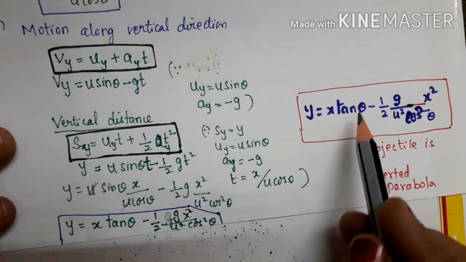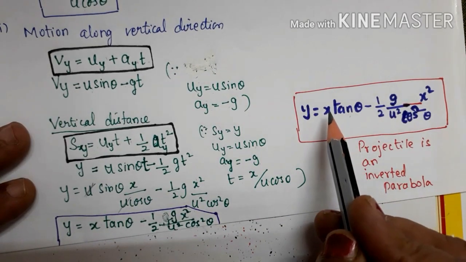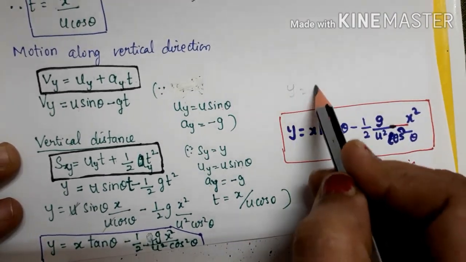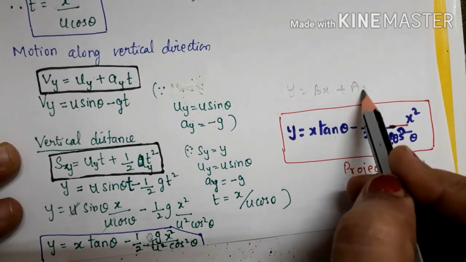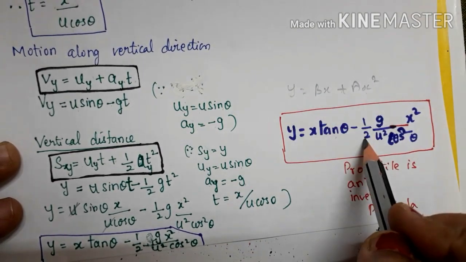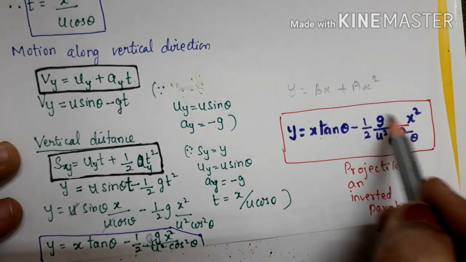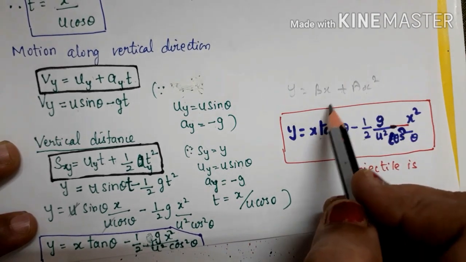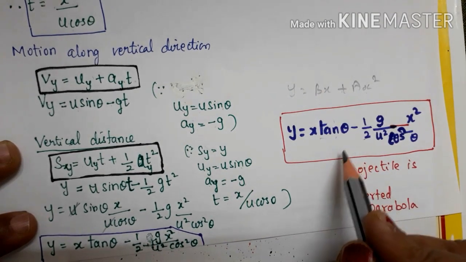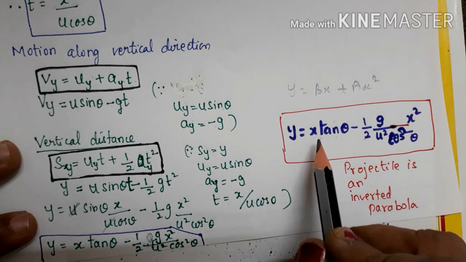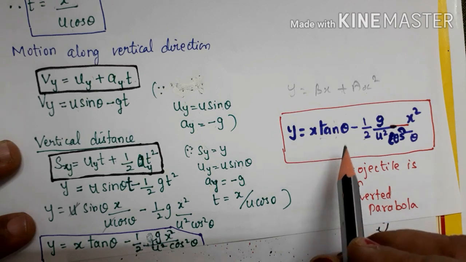The same thing I have written again, and you can see that this is a quadratic equation in the form y is equal to bx plus ax square. This is the equation of a parabola. This is in the format of y is equal to ax square plus bx. So you can say that a projectile takes a parabolic path, right?